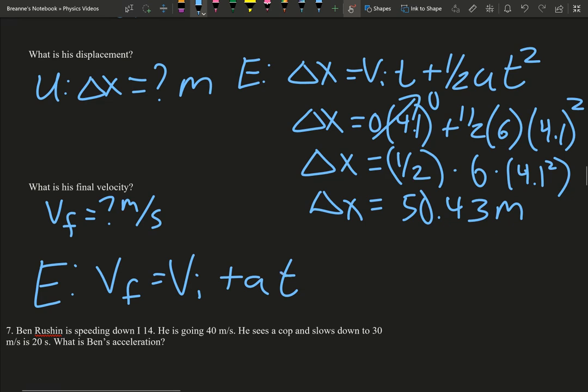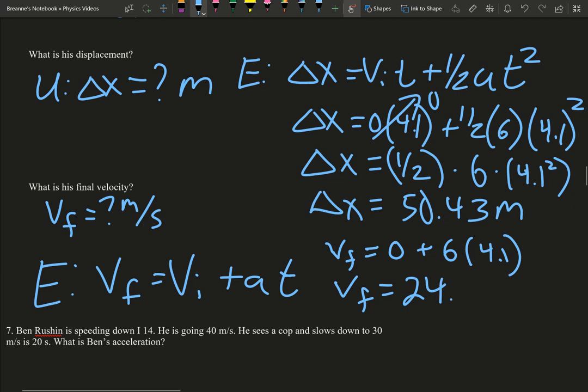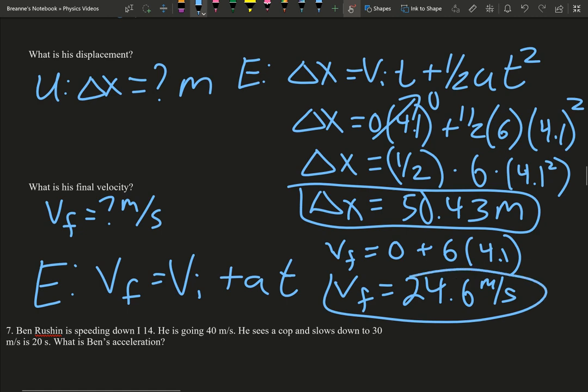So our final velocity, that's what we're looking for. Our initial velocity is 0. Our acceleration is 6. Our time is 4.1. So now you just have to do 6 times 4.1. And that gives you 24.6 meters per second. And that's your answer. I forgot to box my answer. There we go.